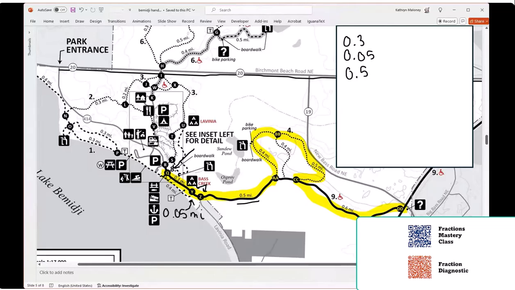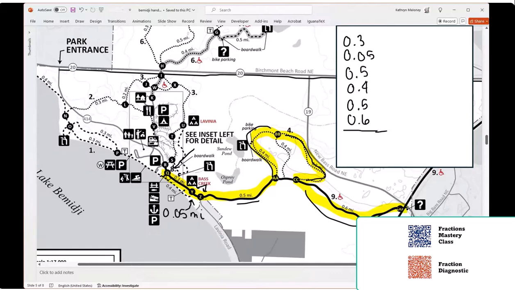Then we're going to walk 0.4 miles. Then we're going to walk 0.5 miles. All right. And then we're going to do the last little bit to, looks like the information center, which is 0.6. All right. Now we're going to add all of these up.